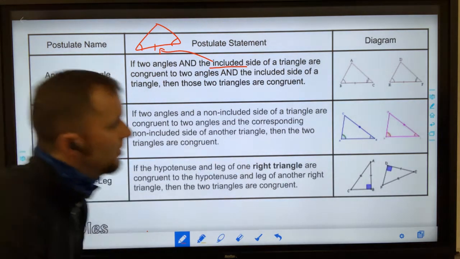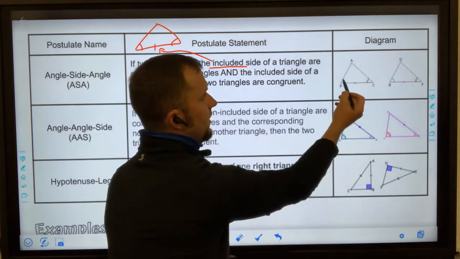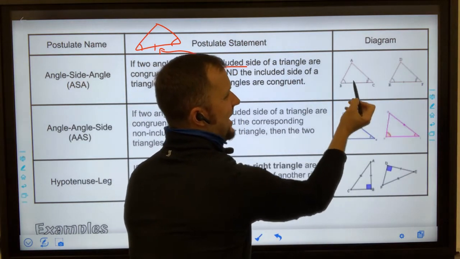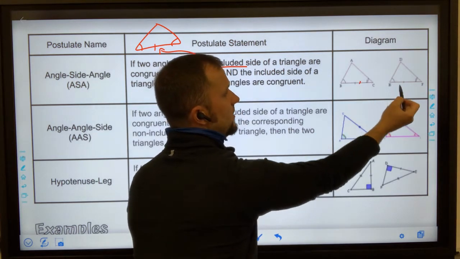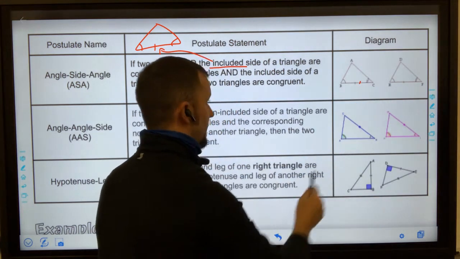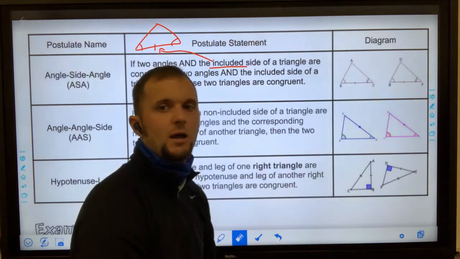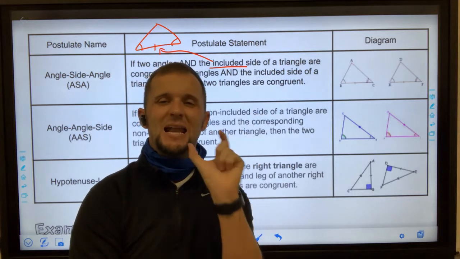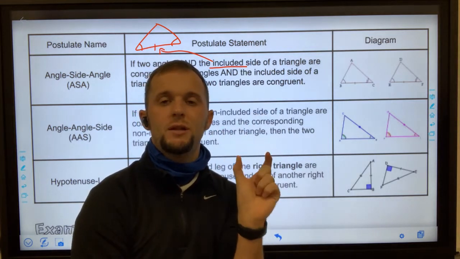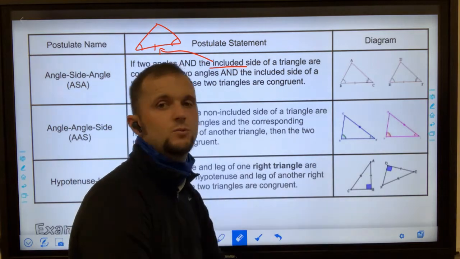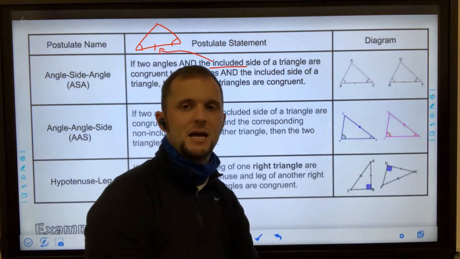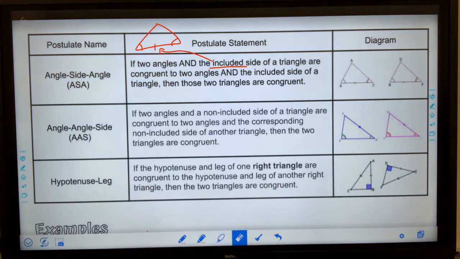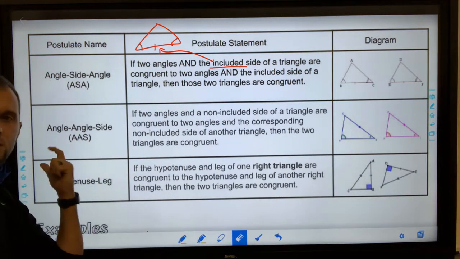In my example over here, you can see I have one notch and two notches, one notch and two notches, and then the side in between the two angles is congruent. That means those two triangles are congruent by angle, side, angle, because that side is included in the middle. Those two triangles would then be congruent, which would make all the sides and all the angles congruent to each other.